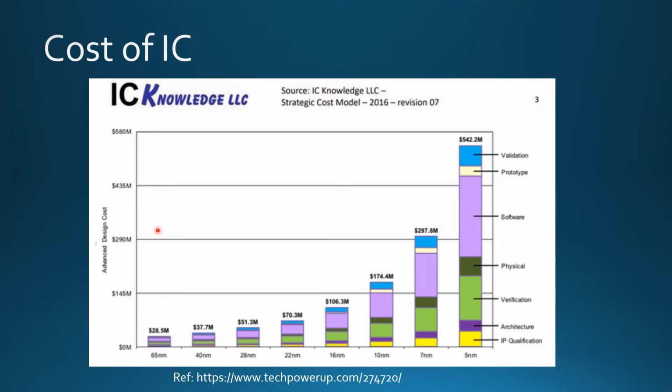This chart shows how the cost of an IC relates to different aspects of the IC design, that is, how much we are spending on different parts of IC development. In older technology, the money spent on different aspects like validation, software, physical design and verification is very little. As we scale towards lower technology, we spend more money on different domains, as you see.